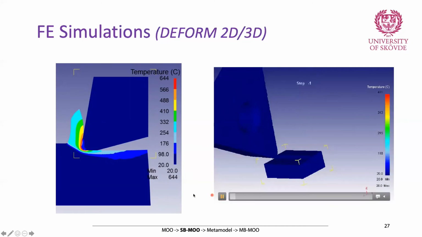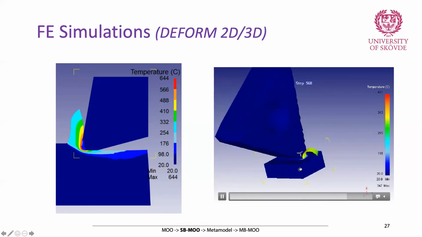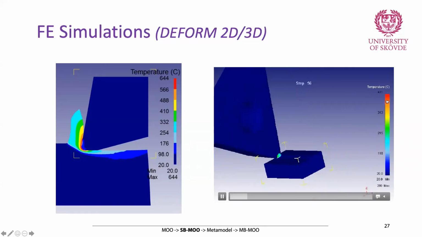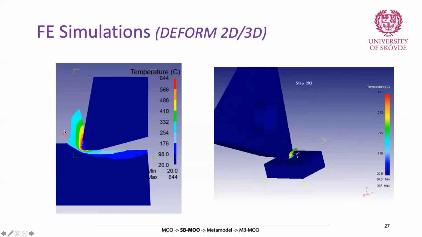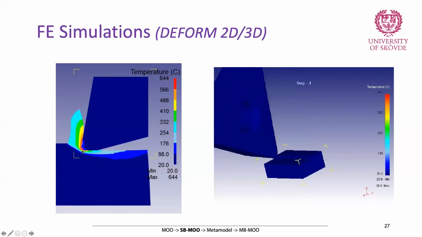So here in this figure, you can see the simulation of the temperature along the interface in a cutting operation. Here is a cutting tool, and this is a very small piece of the workpiece. The tool cuts the workpiece, and you can see the temperature distribution on the interface. Here you can see the result, the temperature after a specific length of cut. And you can see that the maximum temperature is 644 degrees at the tip, at the interface of the tool and the workpiece.